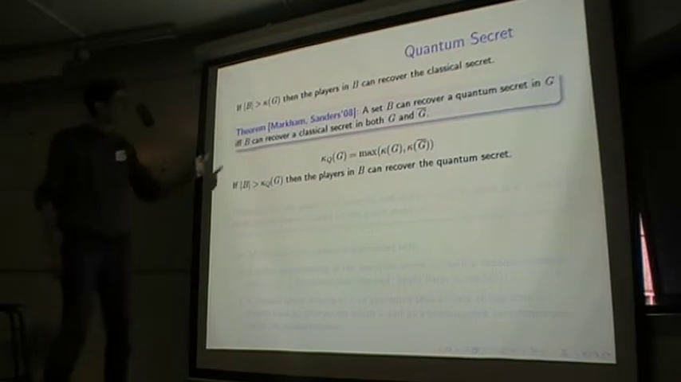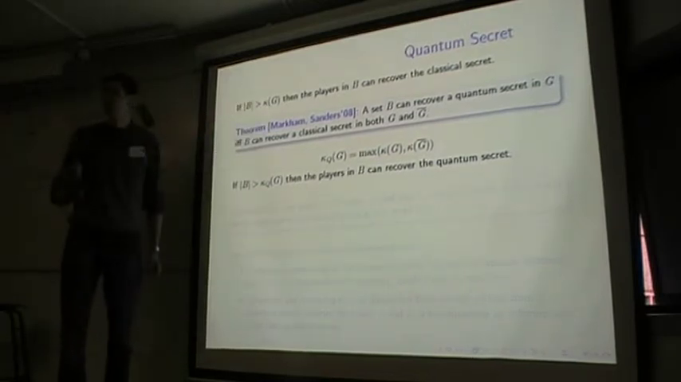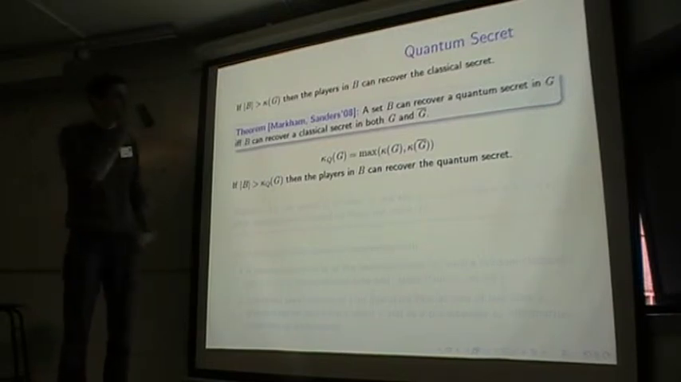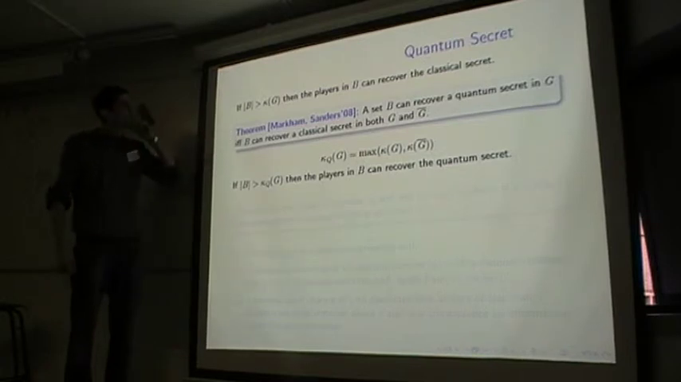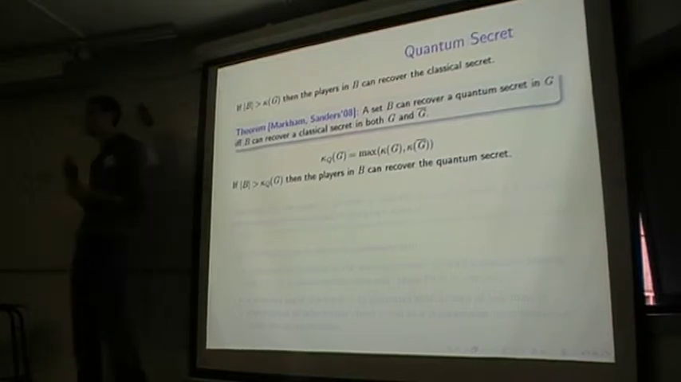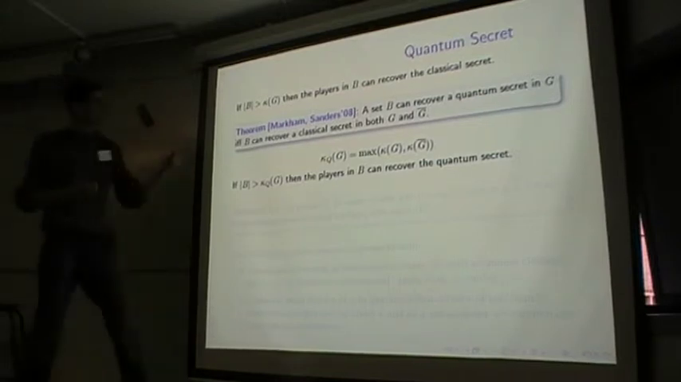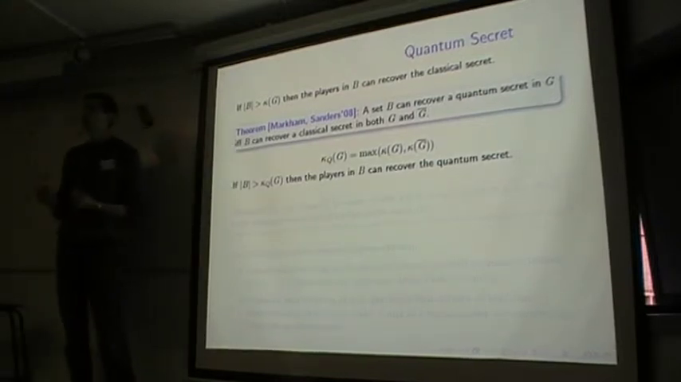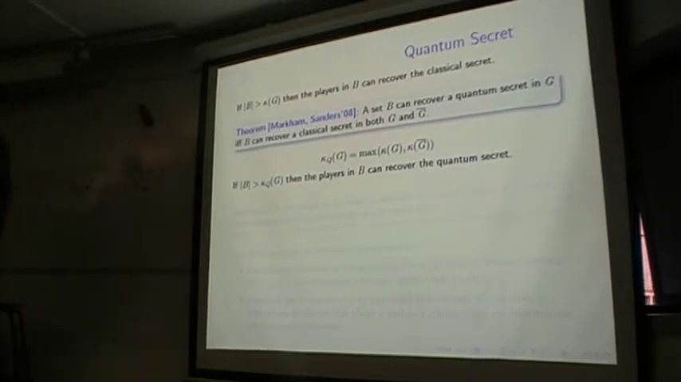Okay, so now what about the quantum case? We have seen that if a set of players is larger than kappa of G, then the players can recover a classical secret, but what about the quantum secret? We have this nice characterization, due to Damian Markham and Barry Sanders, which says that a set of players can recover a quantum secret in a protocol described by G if this set of players can recover a classical secret in G and in G bar, the two protocols G and G bar, where G bar is the complementary graph.